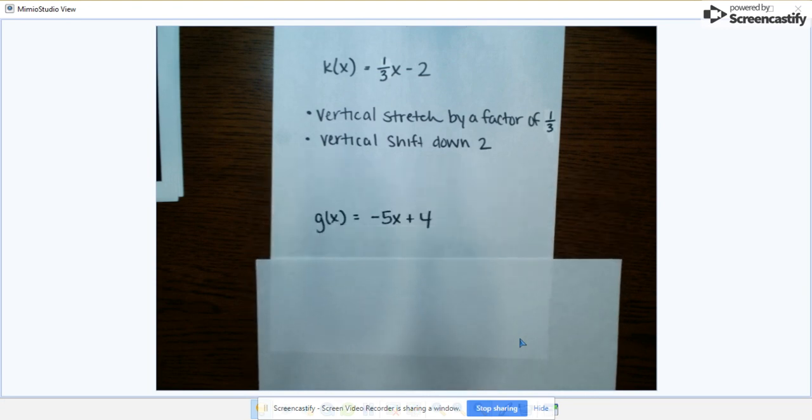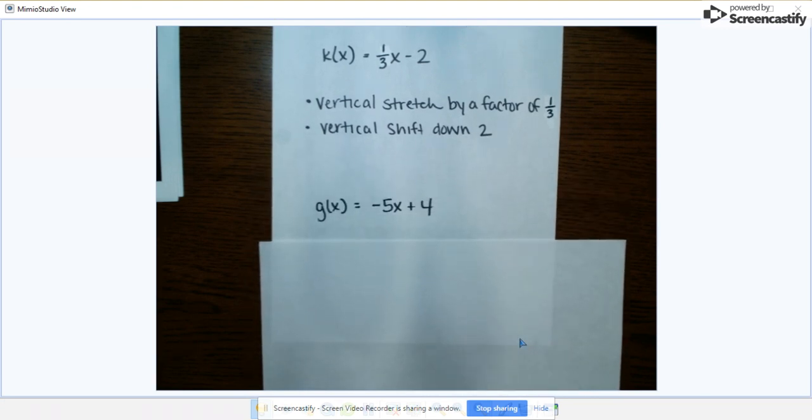I'd like you guys to tell me what transformations are occurring in this g of x function.